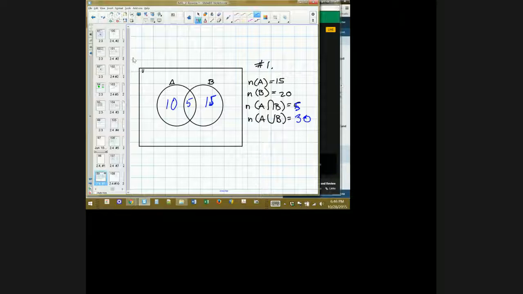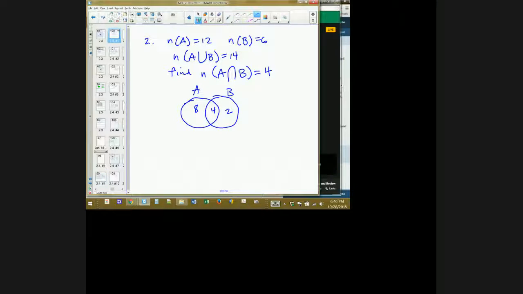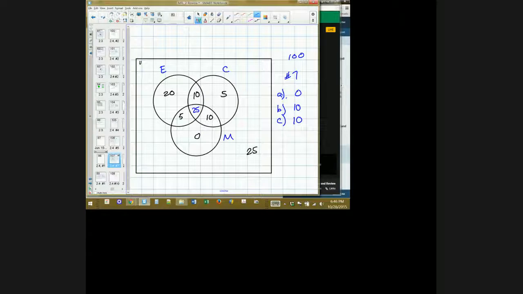Are you all set? Whoever asked me to wait? Okay. Let's jump ahead. How about if we take a look at number 7. What does number 7 say? Survey of 100 students, number of students. Okay, I got the answers up there, but let's start over.